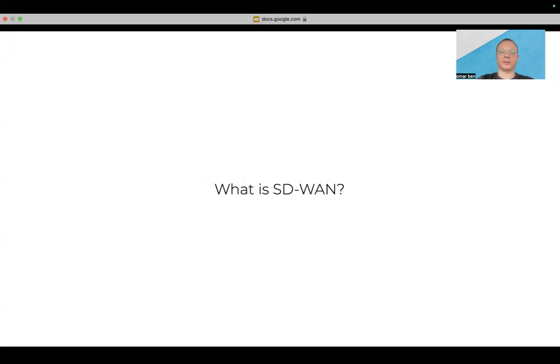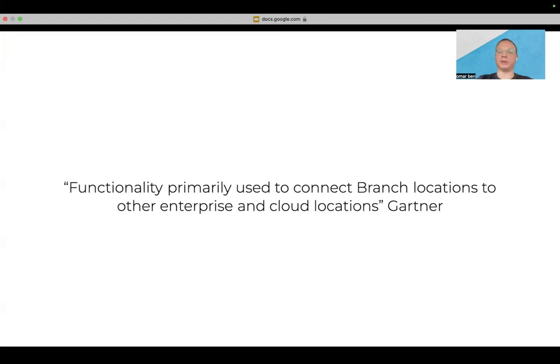Let's break it down. To set the stage, here's how Gartner defines SD-WAN and why it matters. So Gartner says that SD-WAN is functionality used primarily to connect branch locations to other enterprise or cloud locations. So in simple terms, it's a smarter, more secure, and more flexible way to connect your offices, cloud, and data centers without the cost and rigidity of traditional MPLS connections.